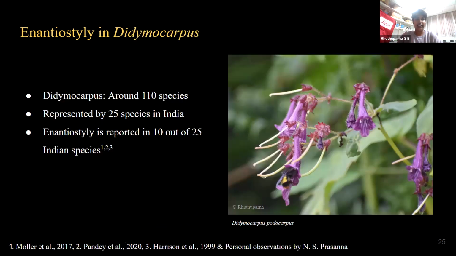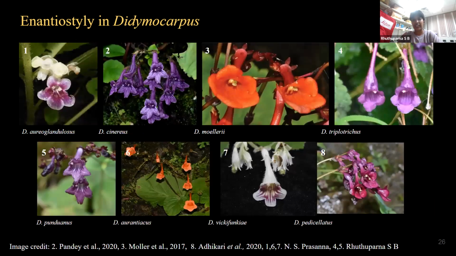So in Tree Lab right now, we are working on enantiostyle in Didymocarpus. So we are looking into the pollen transfer dynamics, pollination mechanism, variation in morph ratio and how it is affecting the inbreeding rate and overall reproductive fitness of enantiostylous plants compared to non-enantiostylous Didymocarpus. Didymocarpus, like Prasanna said, is represented by 110 species. In India, it is represented by 25, out of which 10 are identified as enantiostylous, and a few of the enantiostylous species are given here.